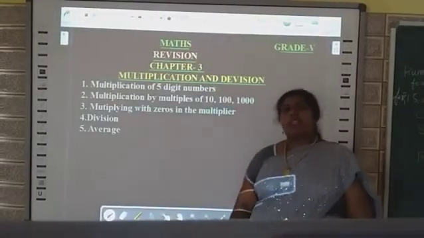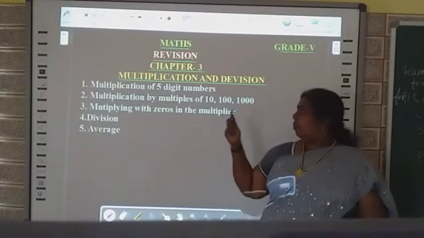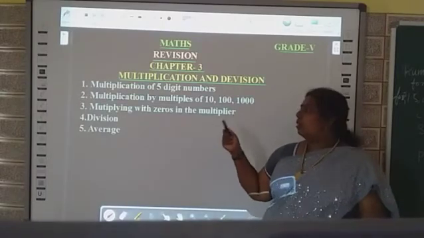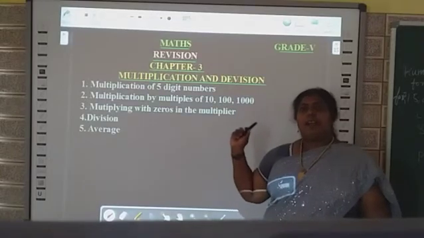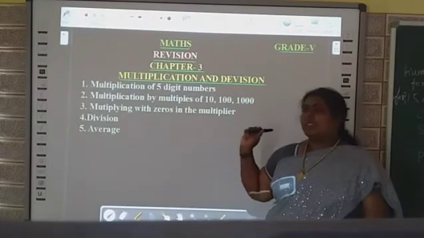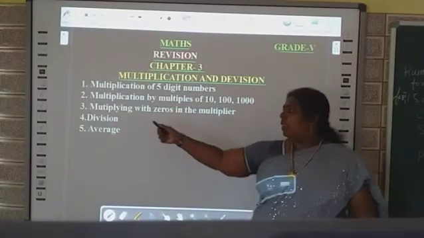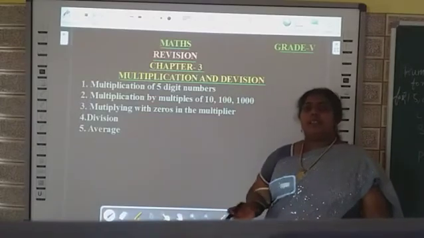So in chapter 3, multiplication and division, we discussed multiplication of 5-digit numbers, then multiplication by multiples of 10, 100 and 1000. Then multiplying with zeros in the multiplier, then division, then average. I hope you understand this chapter 3.